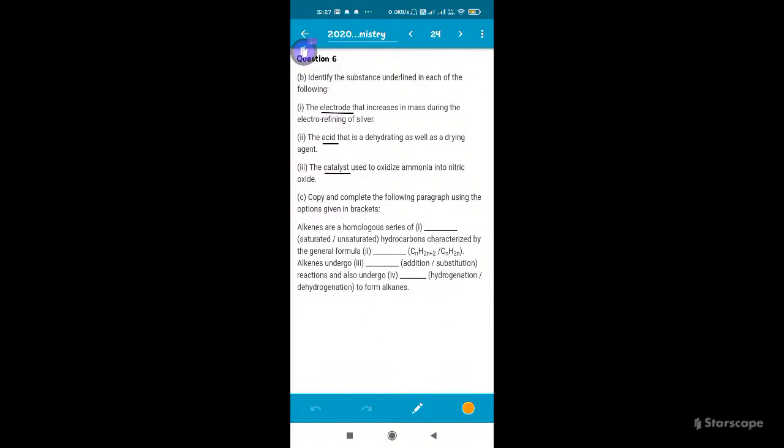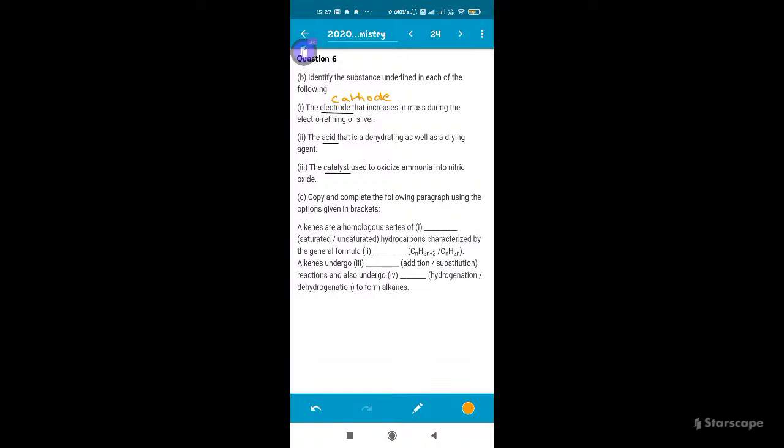Now let's move on to the next question, question number 6. Identify the substance underlined in each of the following. So there are some underlined substances given in the question. You have to just write the answer, what will come in place of the underlined name. The electrode that increases in mass during the electrorefining of silver. So which electrode will have deposition, or which electrode will increase in its size? Obviously the cathode. So cathode is the answer. You can also write the pure silver rod, but cathode would be the much appropriate one.